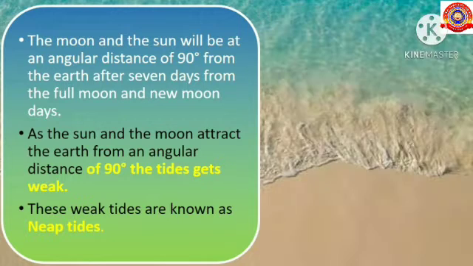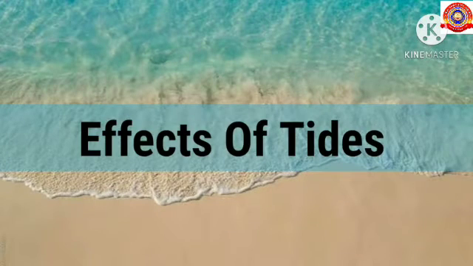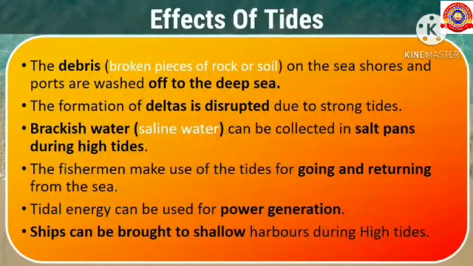Okay, next let's see what are the effects of these tides. First one, the debris on the seashores and ports are washed off to the deep sea. Second one, the formation of deltas is disrupted due to strong tides. Third one, brackish water or saline water can be collected in salt pans during high tides. Fourth one, the fishermen make use of the tides for going and returning from the sea. Fifth one, tidal energy can be used for power generation. And last, the ships can be brought to shallow harbors during high tides.